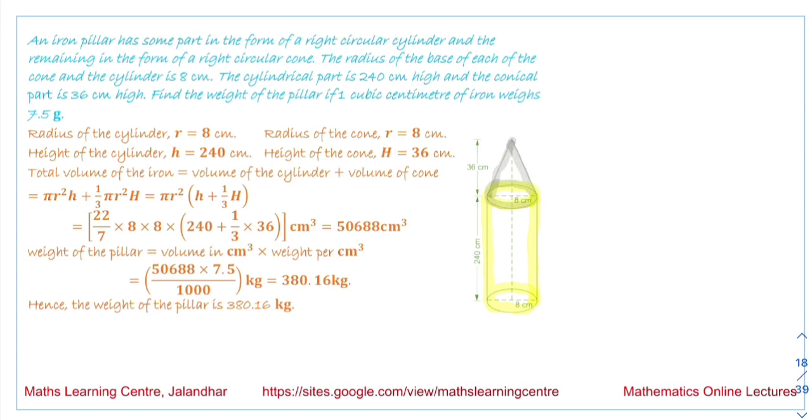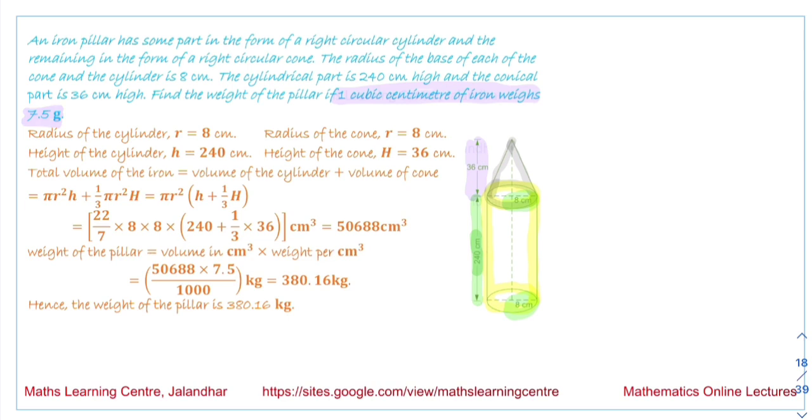The radius of the base of each of the cone and the cylinder is 8 centimeters. So this value is given, that the radius of both is 8 centimeters. The cylindrical part is 240 centimeters high. This is the cylindrical part, and the conical part is 36 centimeters high. Find the weight of the pillar if 1 cubic centimeter of iron weighs 7.5 grams.